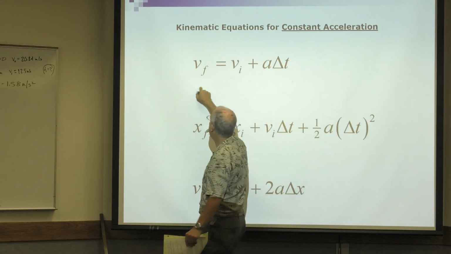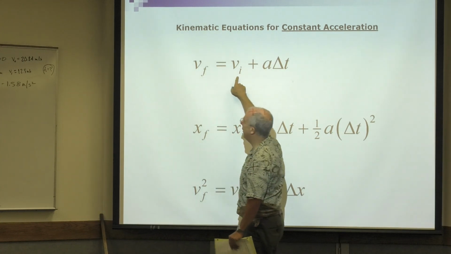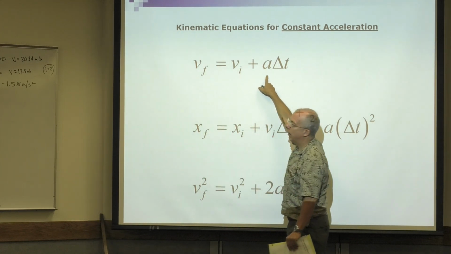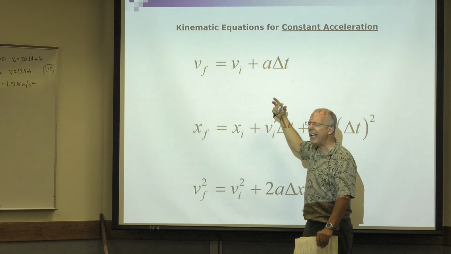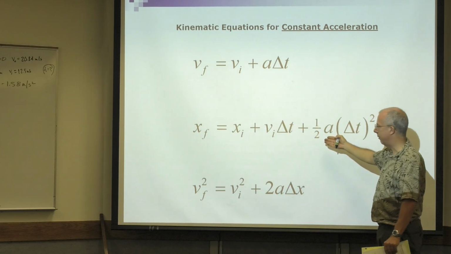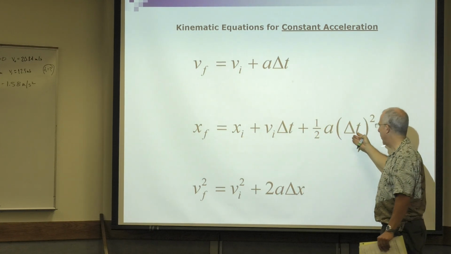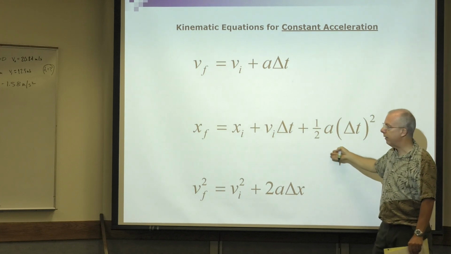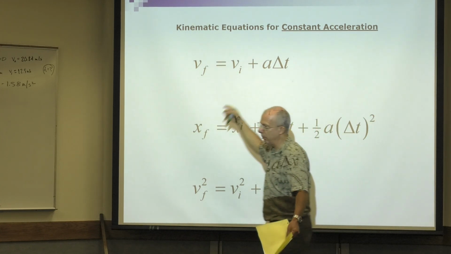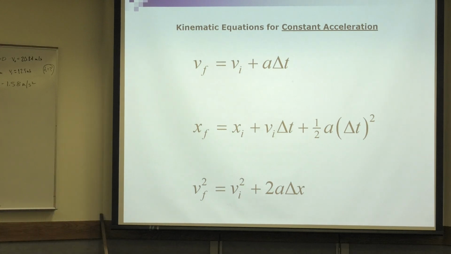Use this one. I mean, we have V final, we have V initial, we have A. We can just get T. So again, you could use this one, but why? This would work, but you have a quadratic equation to solve. This is simple, so just choose the easy one. Okay, so let's choose the easy one.